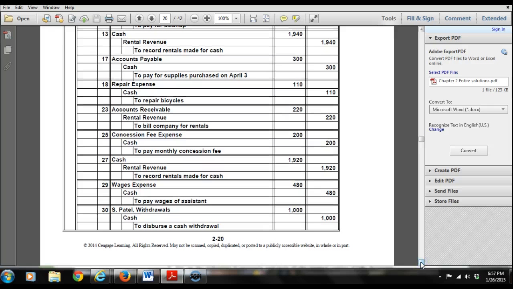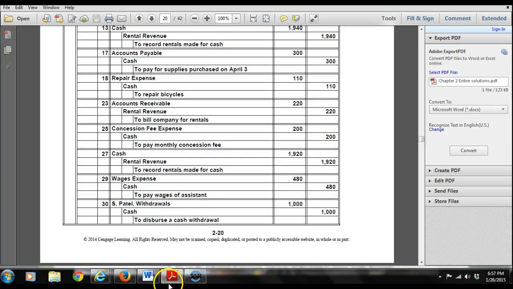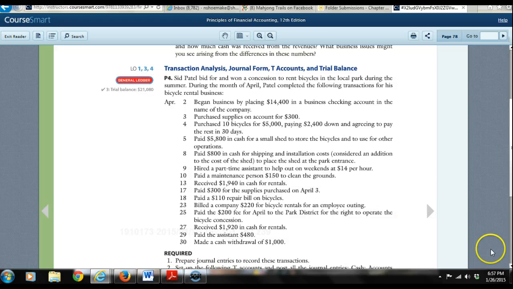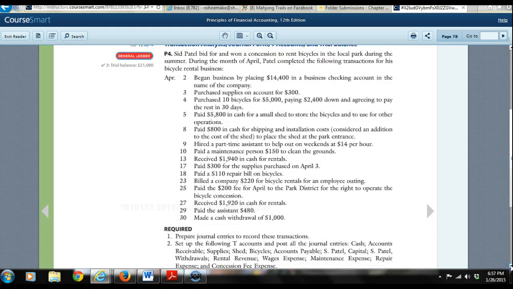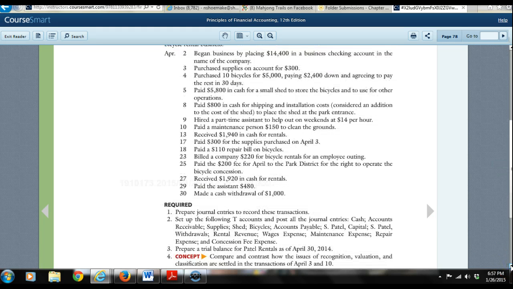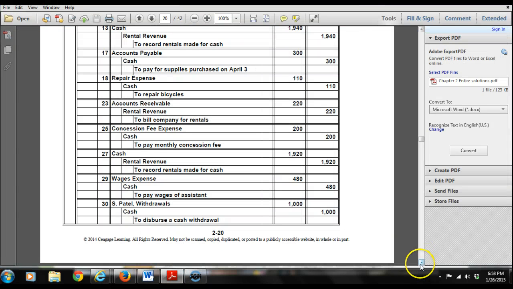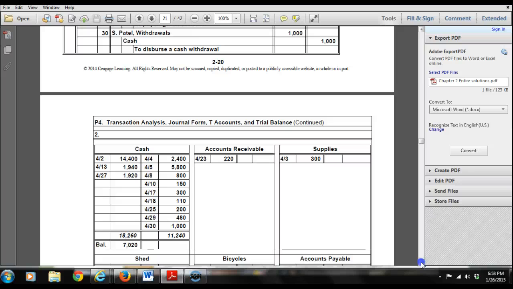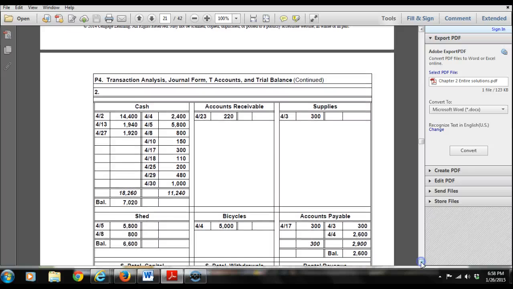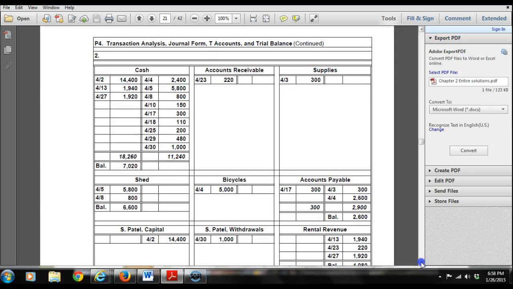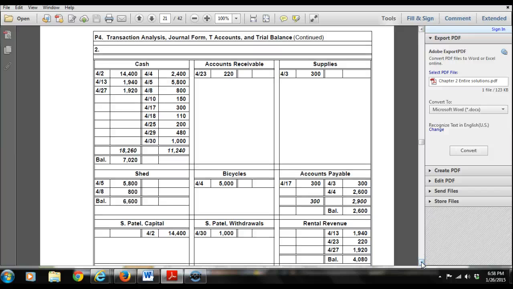So we have created all of our necessary journal entries. The next requirement is to set up the following T accounts and post all the journal entries. So what we'll want to do is use your worksheets to show the various accounts, the T accounts. And you're going to post one journal entry at a time.